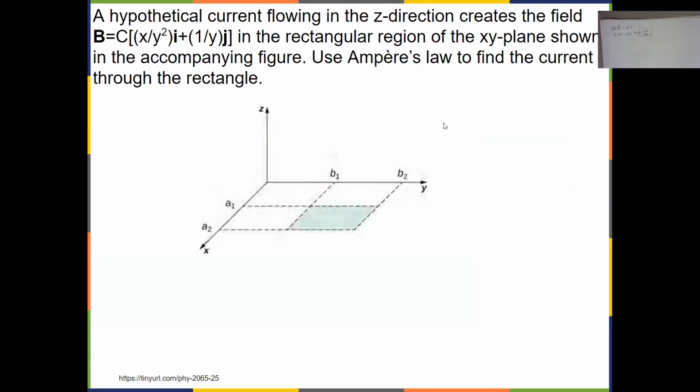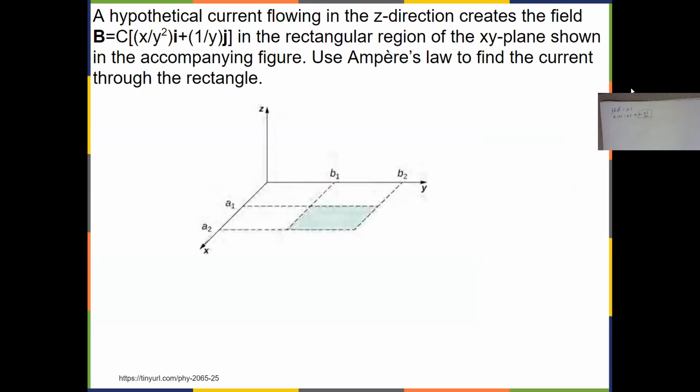Looking at one example here. This one says a hypothetical current flow in the z direction creates the magnetic field, because it says B. So B, in bold as the vector, is equal to C, a constant number, times x over y squared in the i direction plus 1 over y in the j direction. That's inside this rectangular region of the xy plane shown in the accompanying figure.